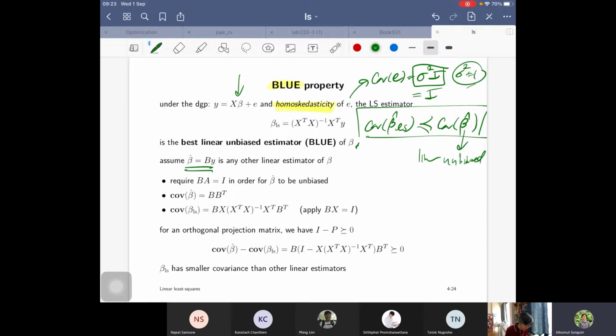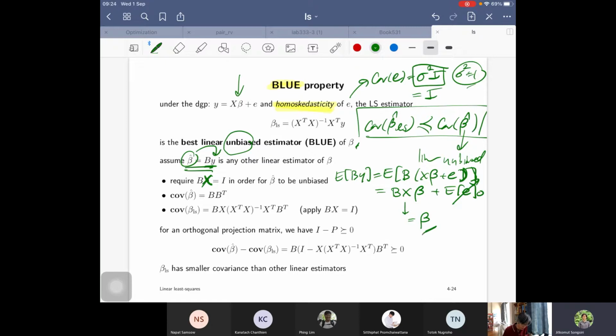When we say linear, it means that beta hat can be described by a linear function in y. So we assume that beta hat is B y. Now we construct beta hat so that it is also unbiased. It means that, from the DGP, y is x beta plus e, and so the expectation is B x beta plus the expectation of e, which is 0. In order for this to equal beta, which shows the unbiasedness property, it is required that B x equals I.